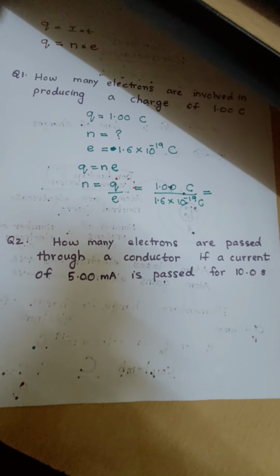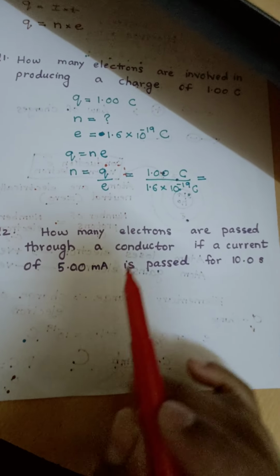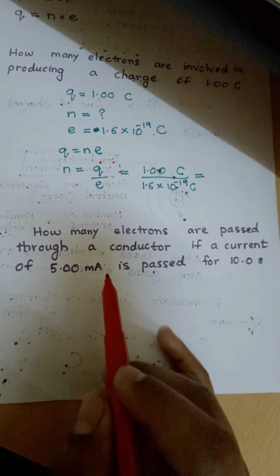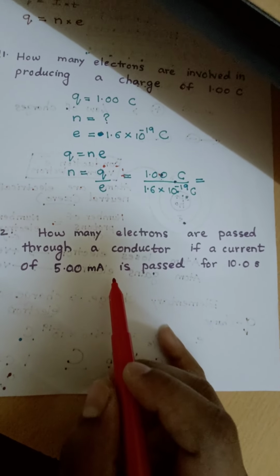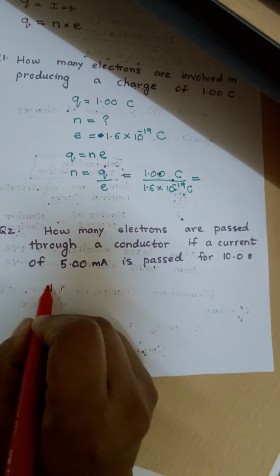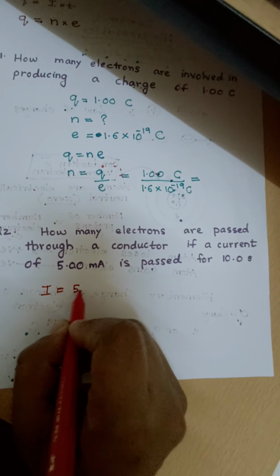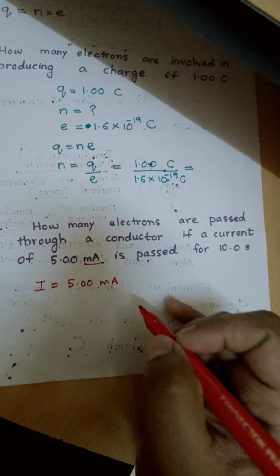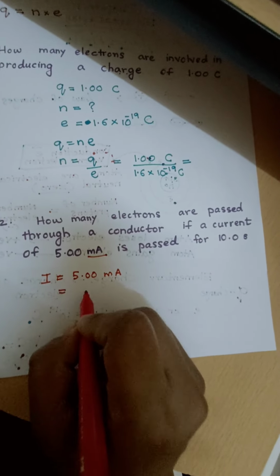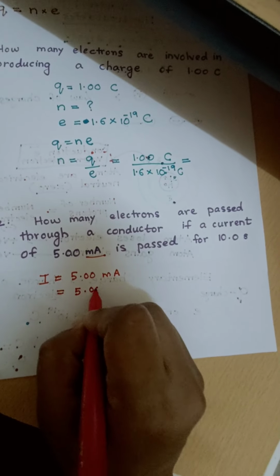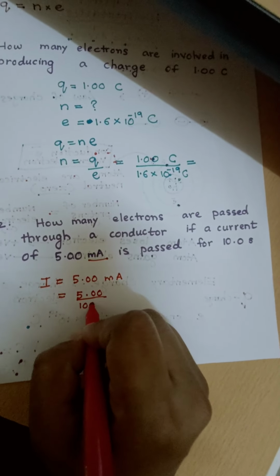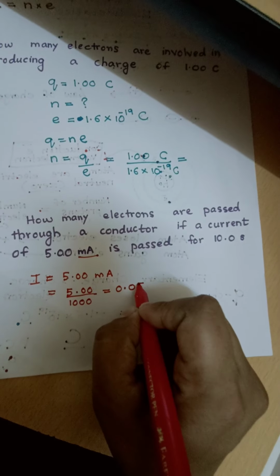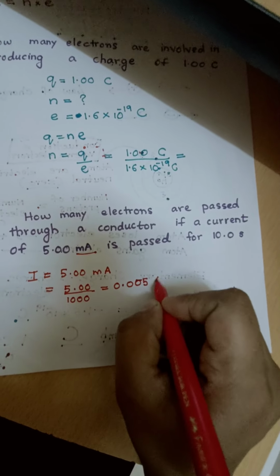Now let's try using the other equation. Question number 2. How many electrons are passed through a conductor if a current of 5 milliampere is passed for 10 seconds? So here we have current 5 milliampere. So milliampere should be changed to the SI unit, which is ampere. So 5 divided by 1000, which will be equal to 0.005 ampere.